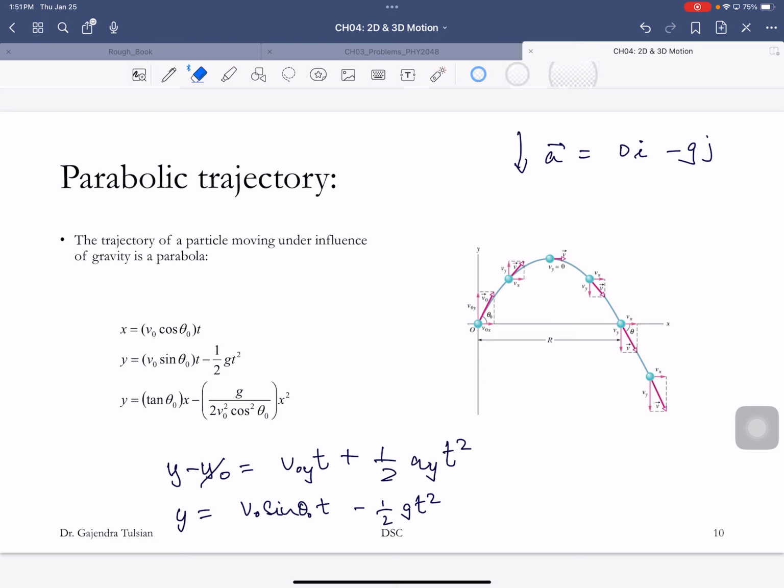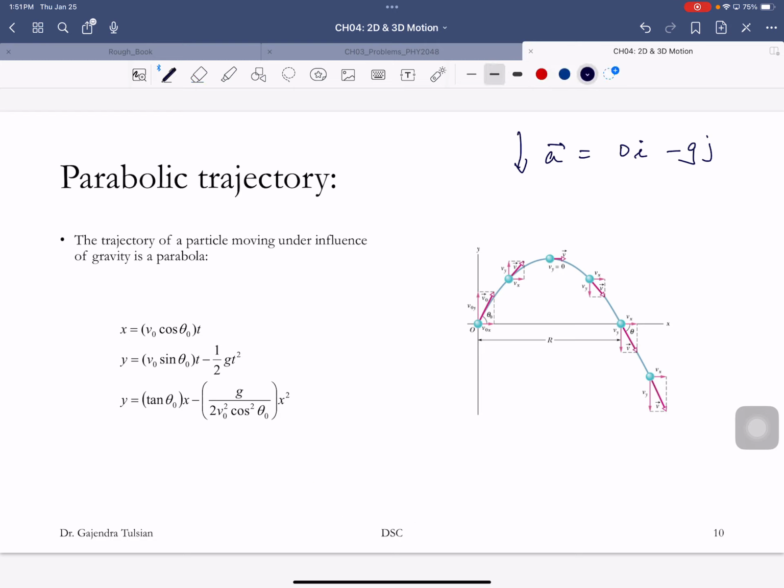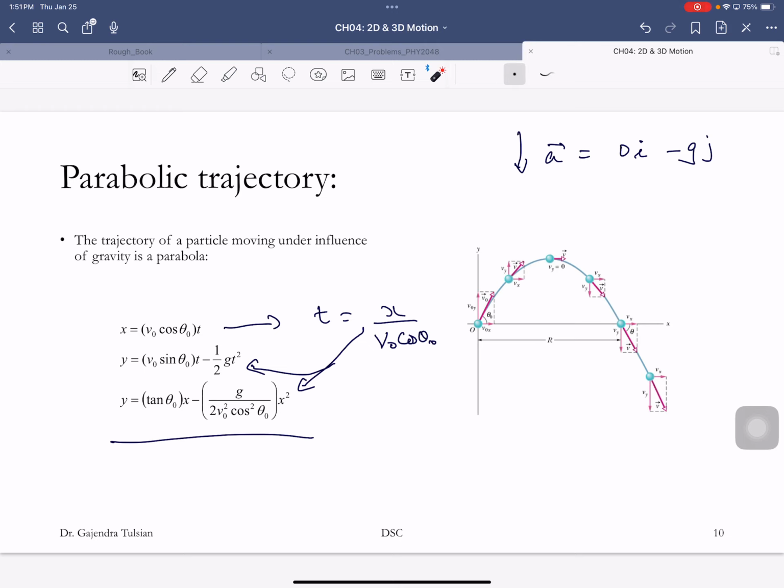And then you can do the following simple trick. From here, solve for t. T is x divided by v naught cosine theta naught. And put that in here. And this is what you get. So what you get is that the y coordinate, if you throw a ball, the y coordinate at any given point is related to the x coordinate like that. Y is a quadratic function of the x coordinate. And that's a parabola. So that trajectory is a parabola.